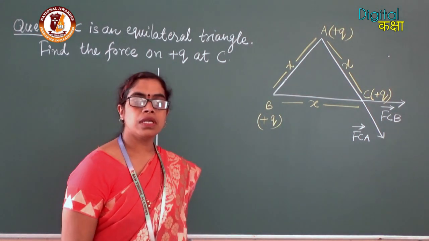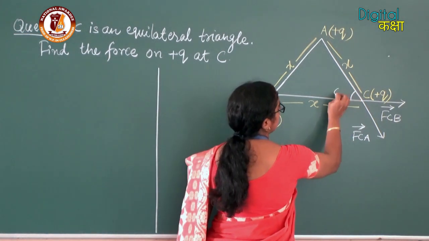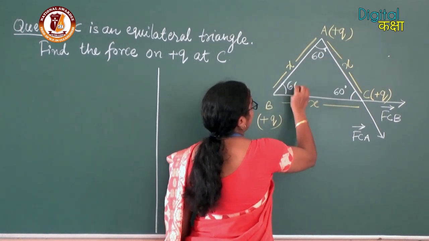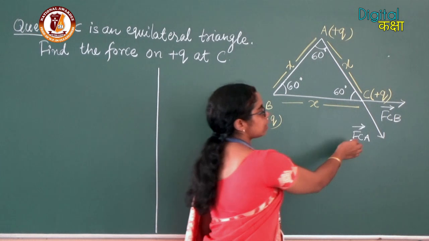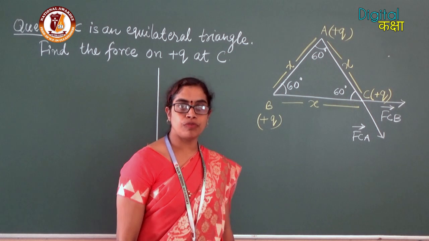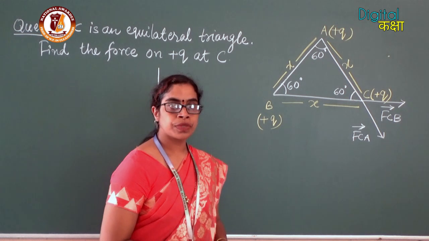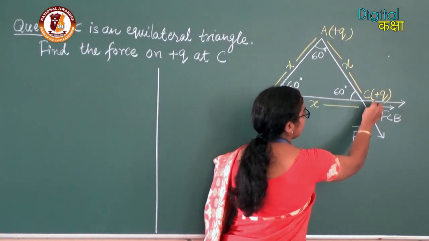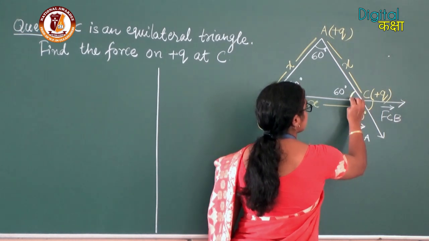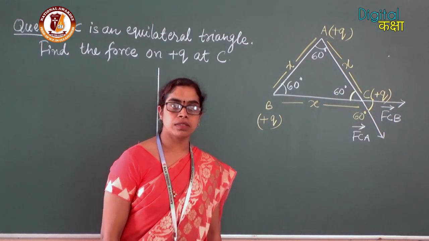Since triangle ABC is an equilateral triangle, each angle is of value 60 degree. When this angle is 60 degree, these are the two forces with which we have to calculate the resultant force. So we must know the angle between these two forces. Between these two, the angle will again be 60 degree here. The reason is that this angle and this angle are vertically opposite angles.